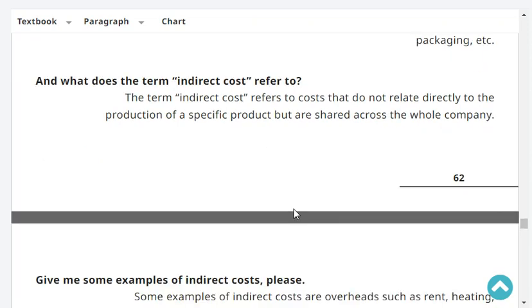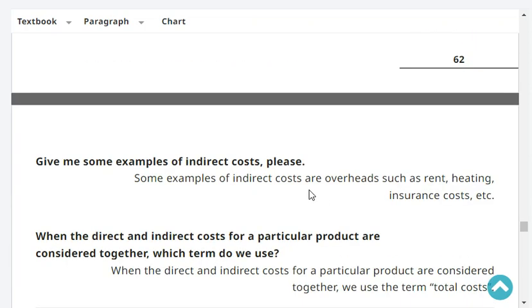And what does the term indirect cost refer to? The term indirect cost refers to costs that do not relate directly to the production of a specific product, but are shared across the whole company. Give me some examples of indirect cost, please. Some examples of indirect cost are overheads such as rent, heating, insurance cost, etc. Very good.